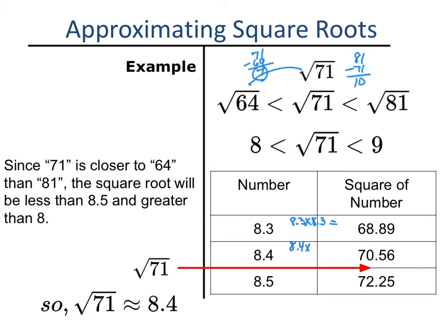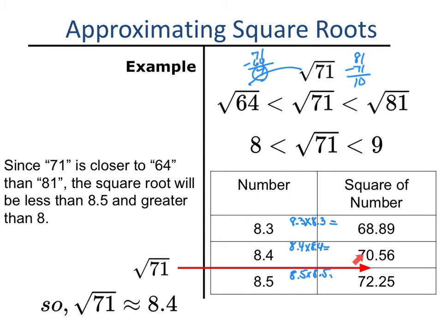And 8.4 times 8.4 is equal to 70.56. I'm getting very close to 71. So I'm going to add another tenth and try 8.5. So let's square 8.5. So 8.5 times 8.5 is equal to 72.25. So now I've gone over 71. So I know the estimate for the square root of 71 is somewhere between 8.4 and 8.5.